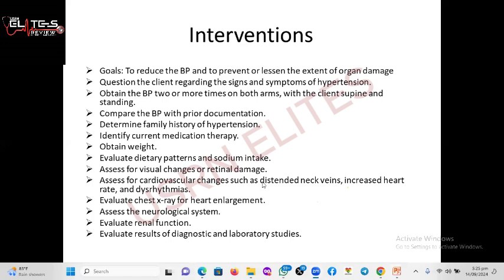The goal is to manage the pressure, reduce the pressure, and prevent organ damage, the kidneys and all the various organs within the system. Then you obtain blood pressures in the various arms, and when the client is in the supine and standing position, just to compare in terms of blood pressure monitoring. You compare the BP prior to documentation, and even giving your medications. You determine the family history, then you will have to weigh the clients daily.